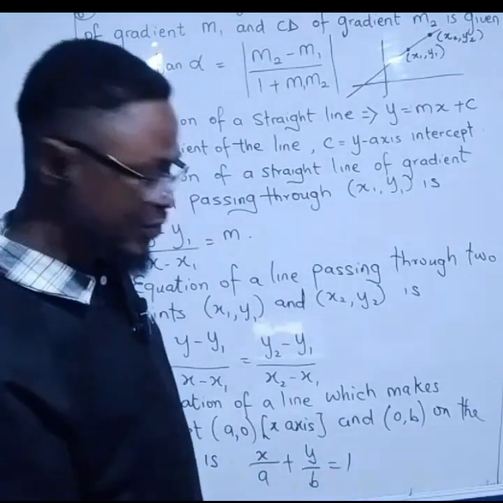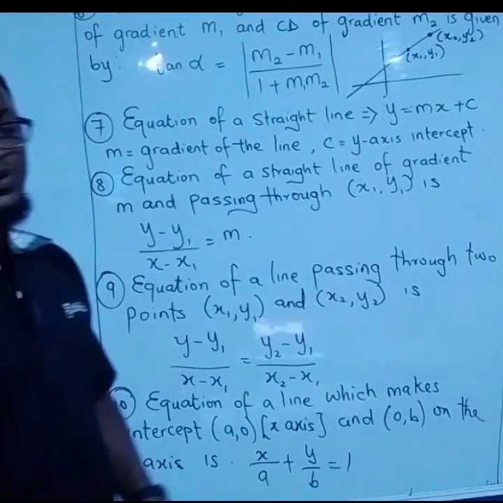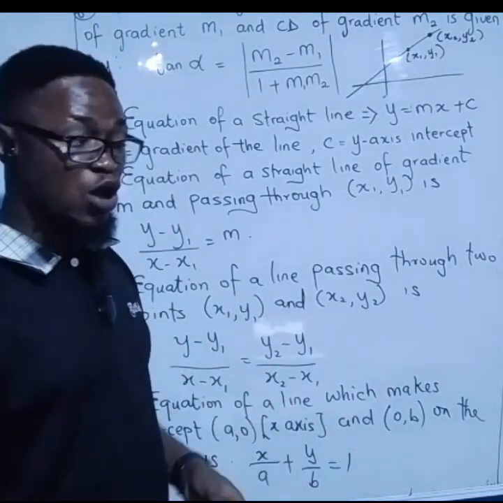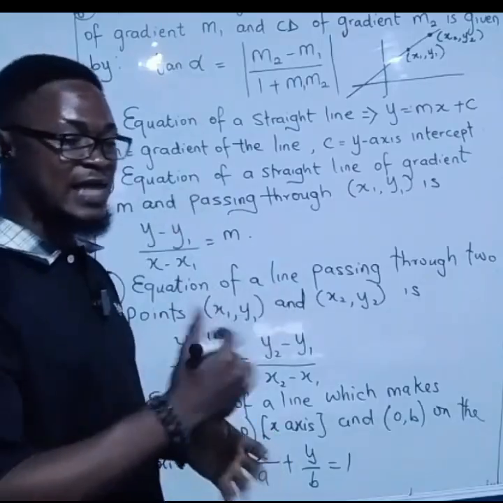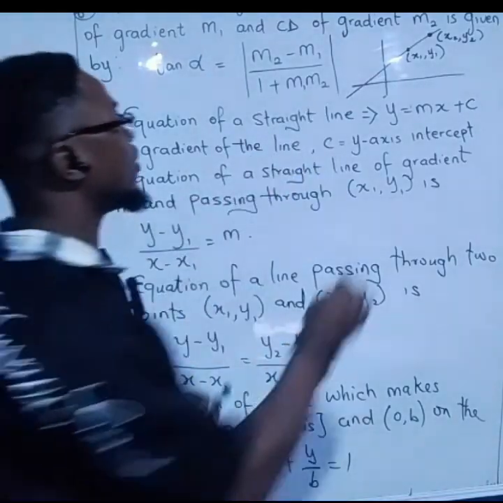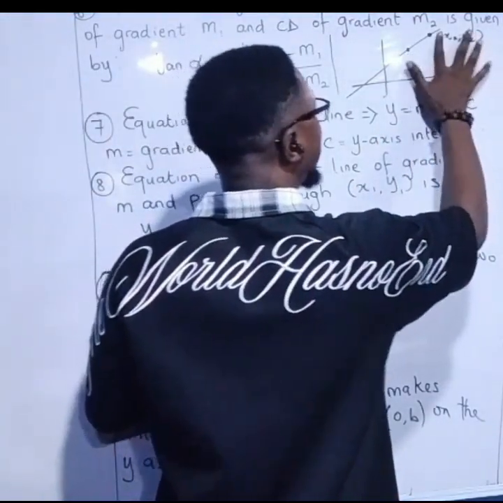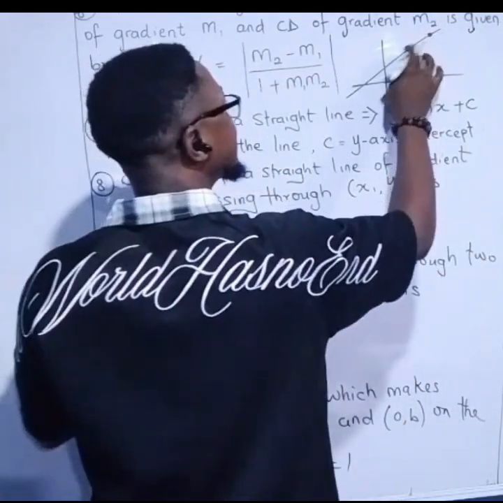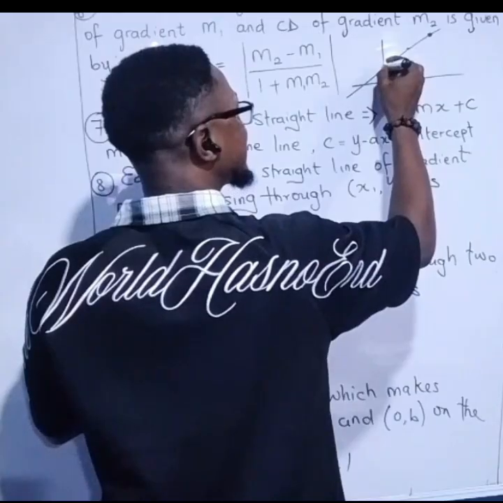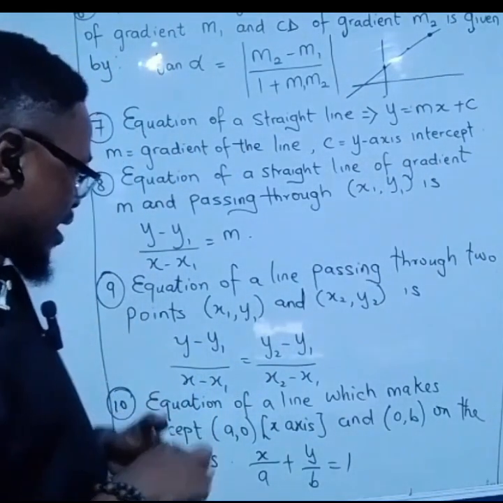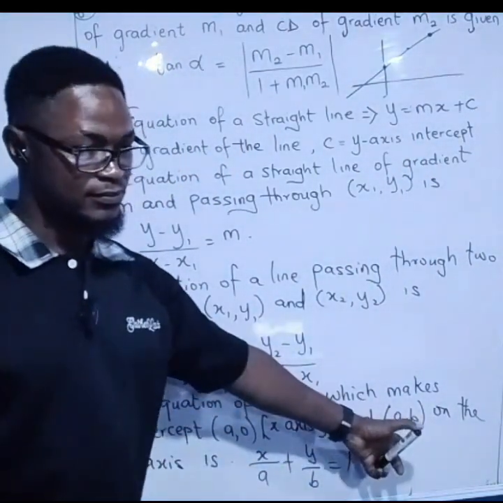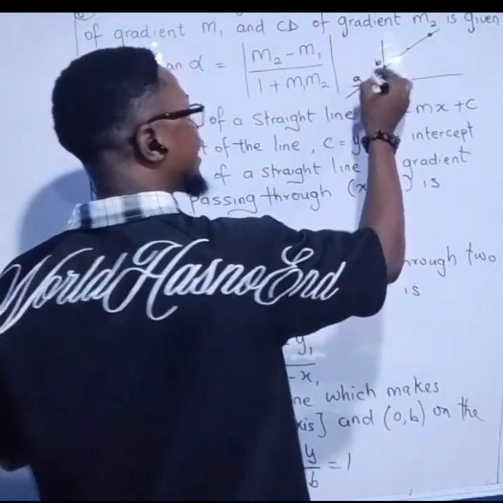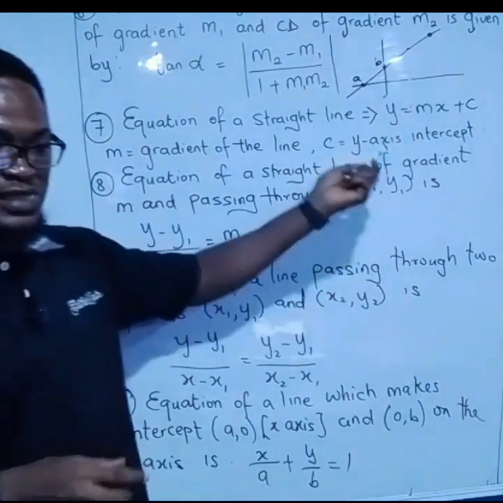Okay? Then finally, what if you are not given any points, you're not given anything, but you are given the x and y intercept? Like in this case now, let me clean this. You are not given anything, but you are given this place where the line touches the y-axis. Here I called it B. Okay? So you are given B and you are given what? A. How do you get the equation of this line?